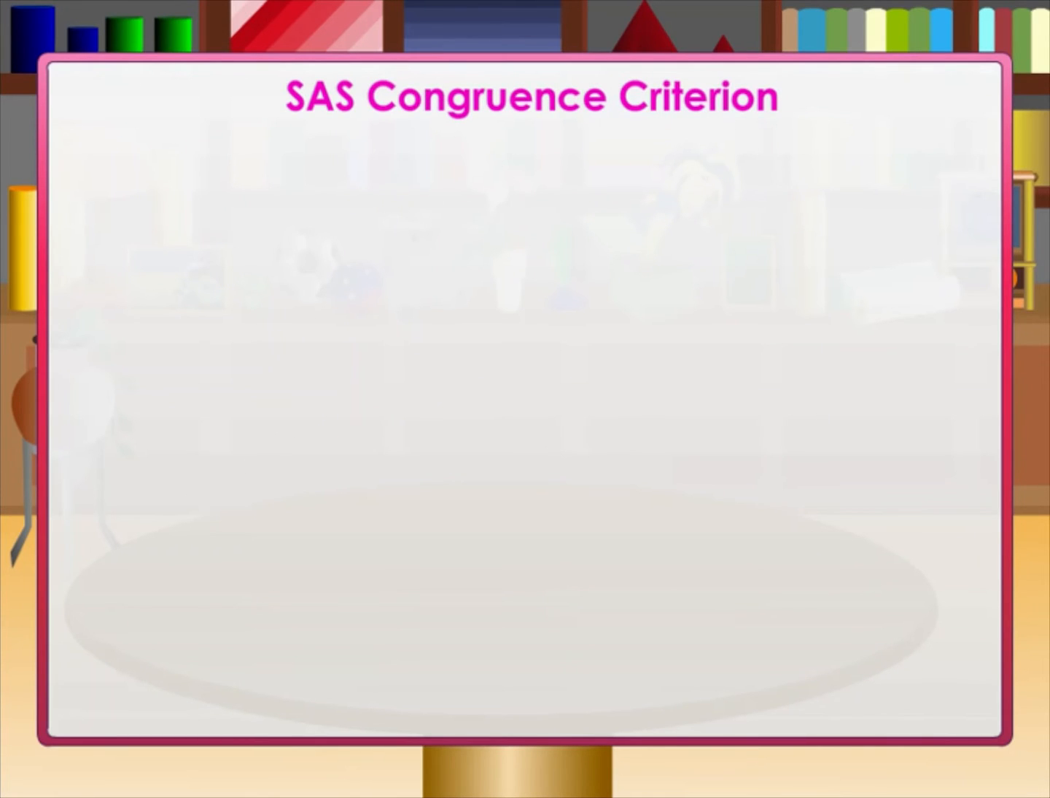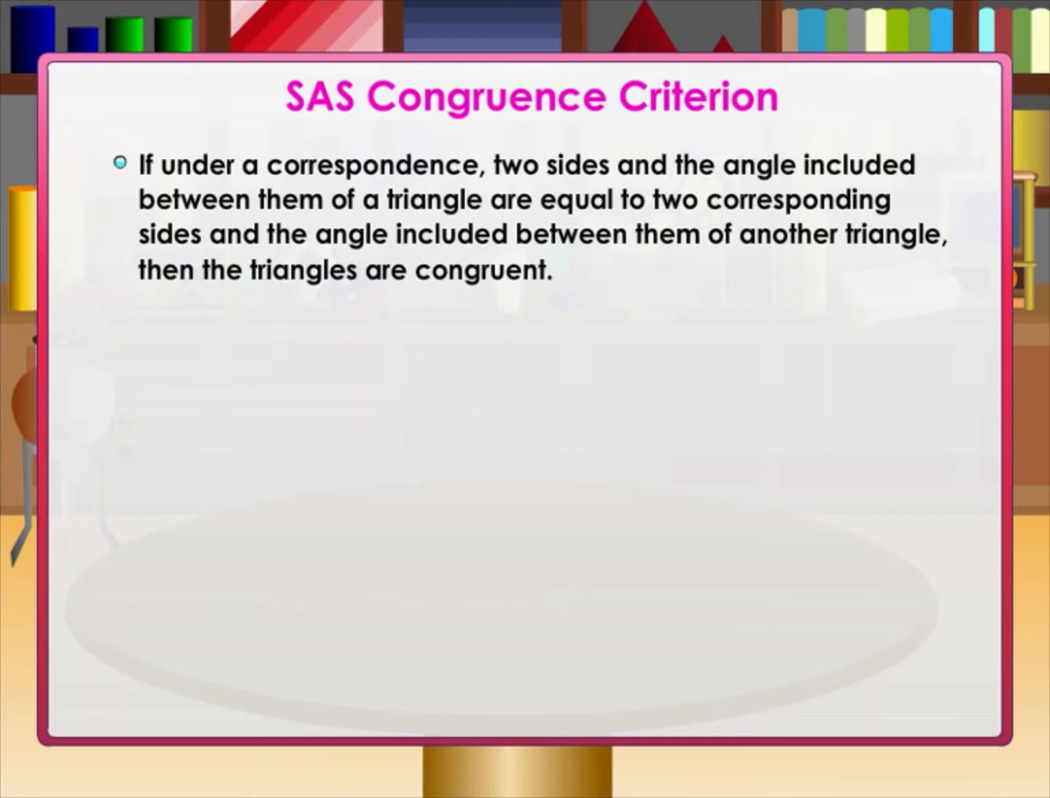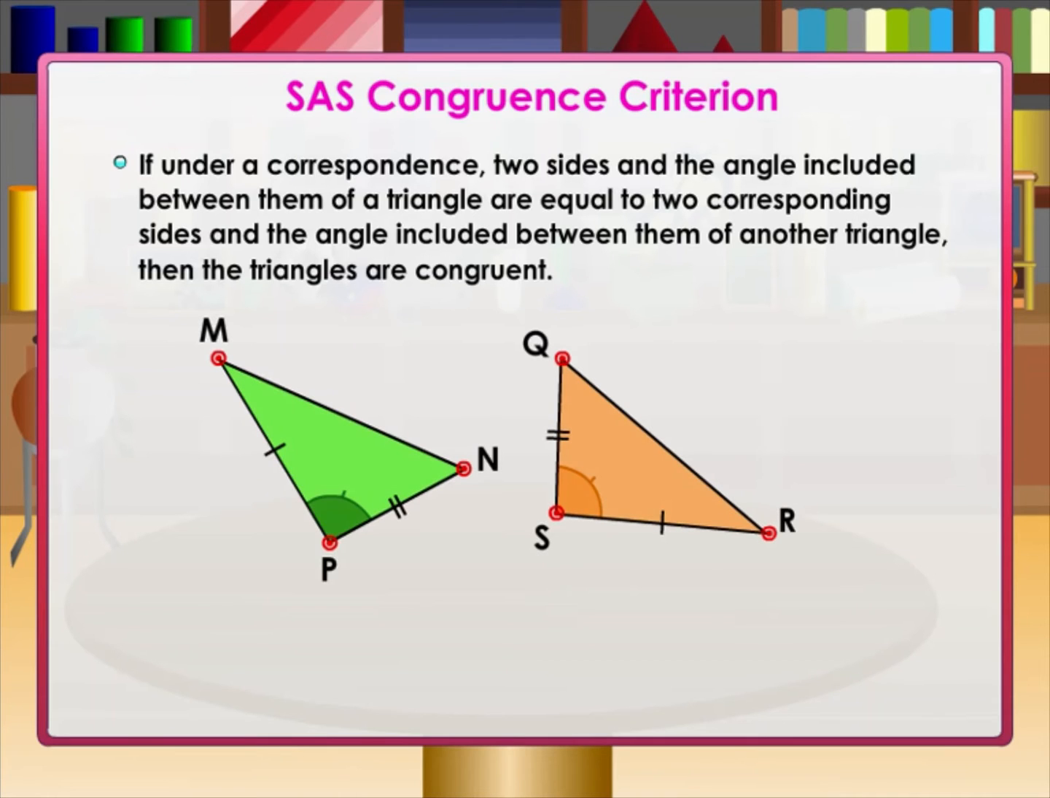SAS Congruency Criterion. If under a correspondence, two sides and the angle included between them of a triangle are equal to two corresponding sides and the angle included between them of another triangle, then the triangles are congruent. Observe the two triangles MNP and QRS. The side MP is equal to the side RS. The side NP is equal to the side QS. The angle P is equal to angle S. Therefore, by side-angle-side congruency, the triangle MNP is congruent to QRS.